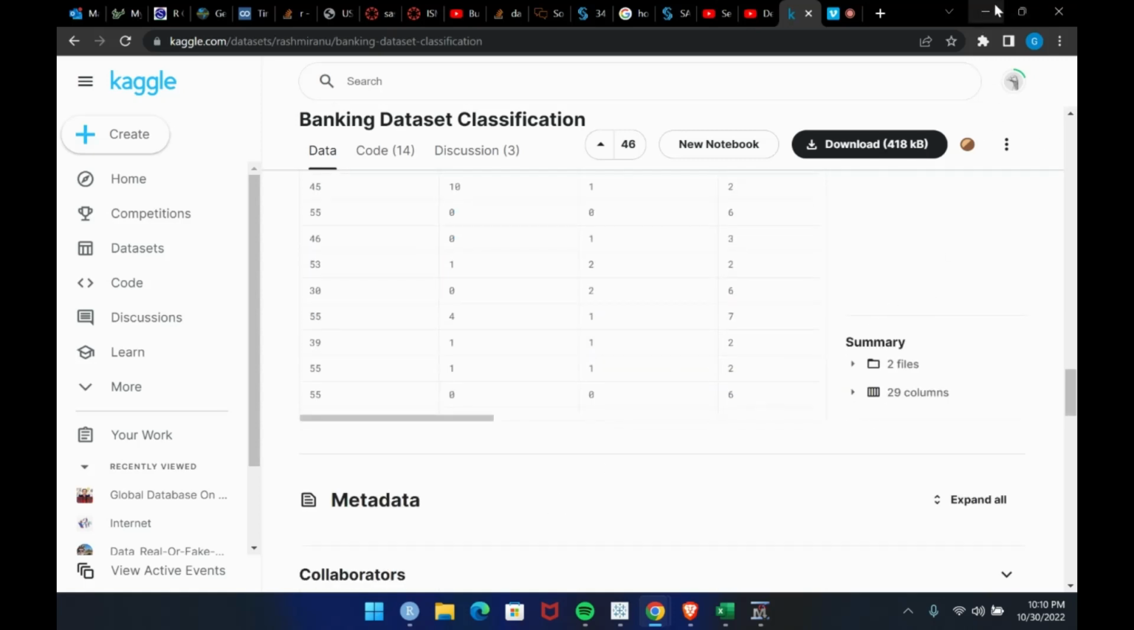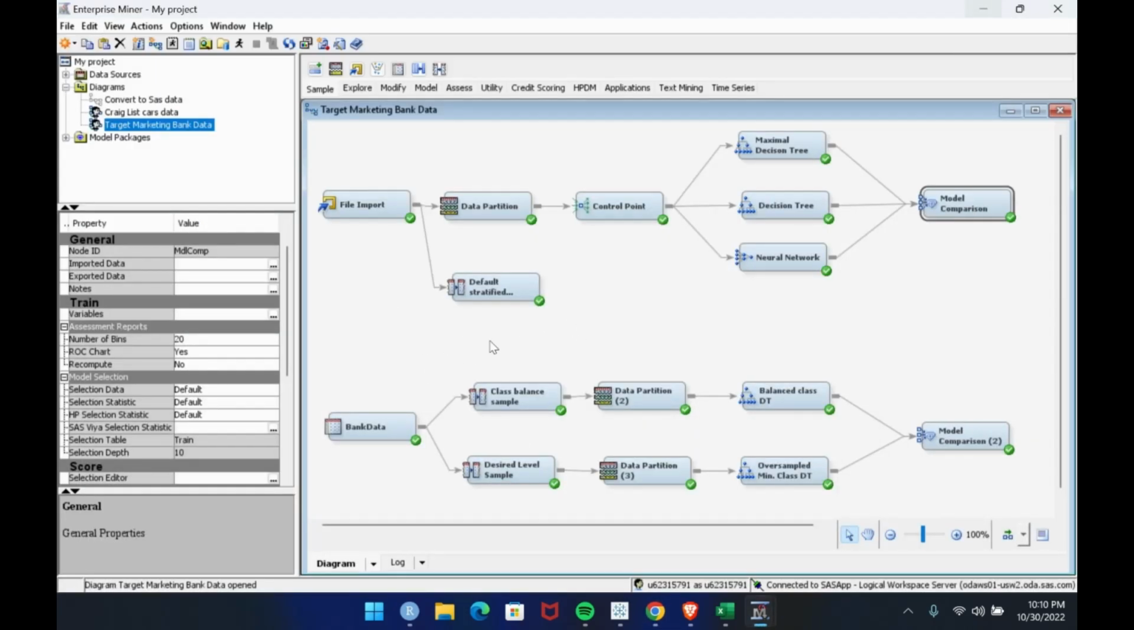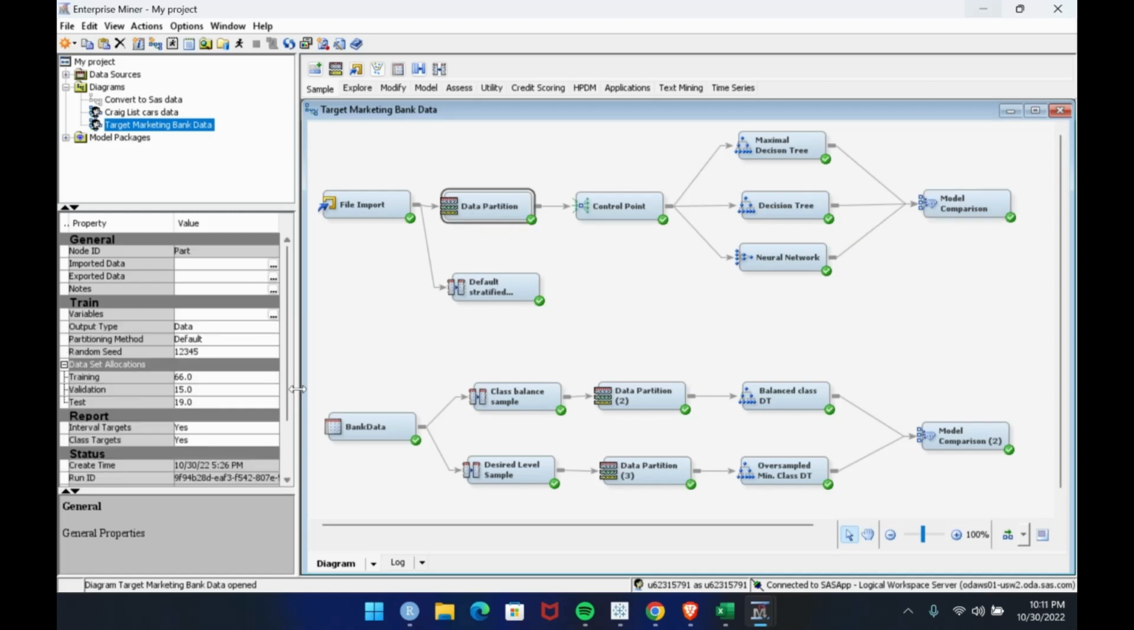Let me quickly jump into SAS Miner and look at how the flows are configured. So there are two flows that I've configured. The first one determines which model to pick. So we did a data partition 66, 15, 19. I'll come back to this part later.